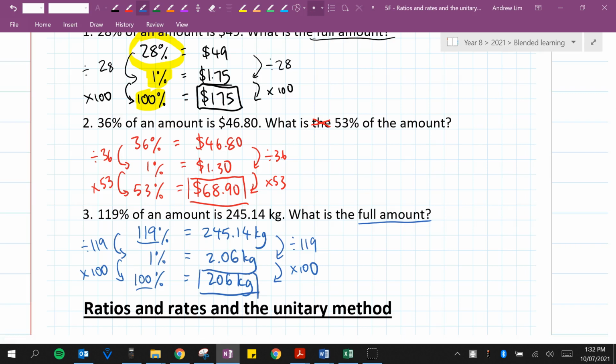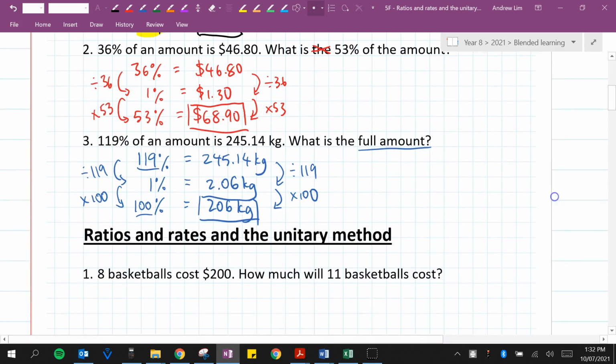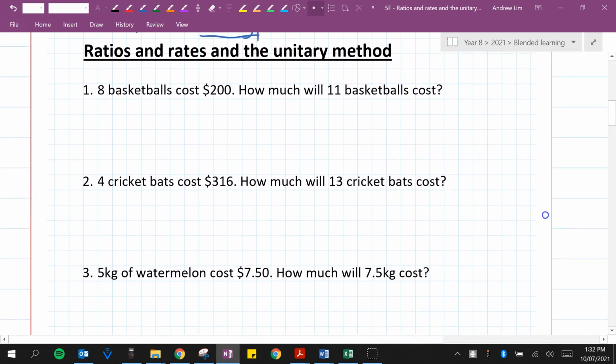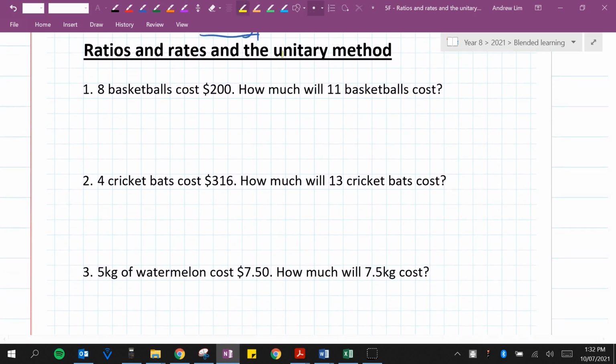Okay, so we've learned how to do this already, so this should make it a lot easier for us when it comes to ratios and rates and the unitary method. Now the unitary method has the word unit in it, which means 1. We always want to find 1%. Now in an exam, if a question asks you to use the unitary method, then find 1% first, or find 1 unit. Okay, it might not always be percent.